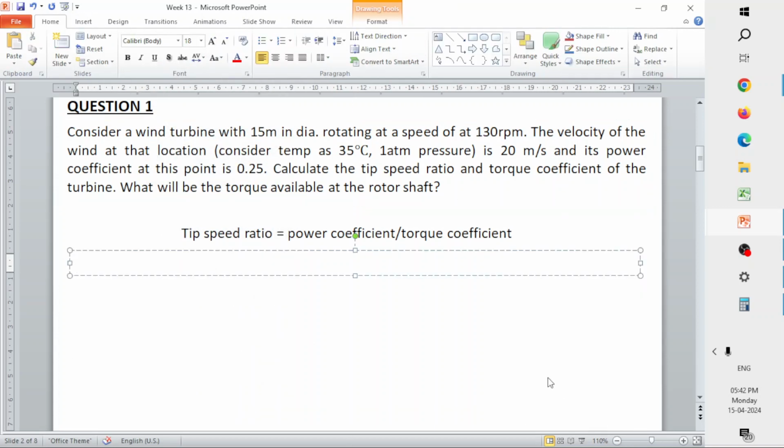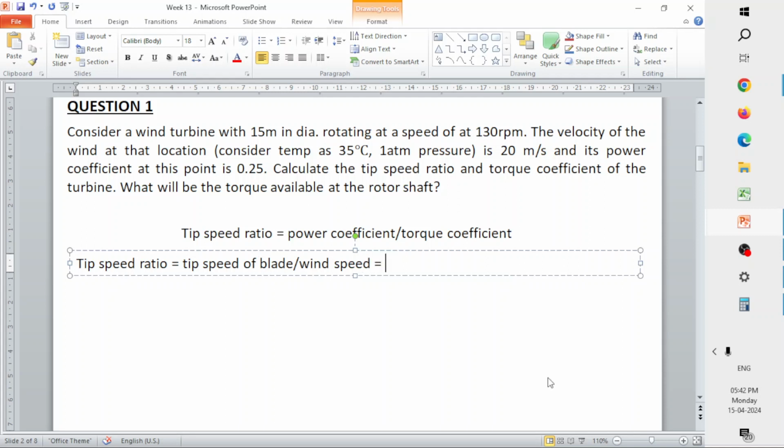First they are asking you to calculate the tip speed ratio. Tip speed ratio is nothing but the tip speed of the blade divided by the wind speed.